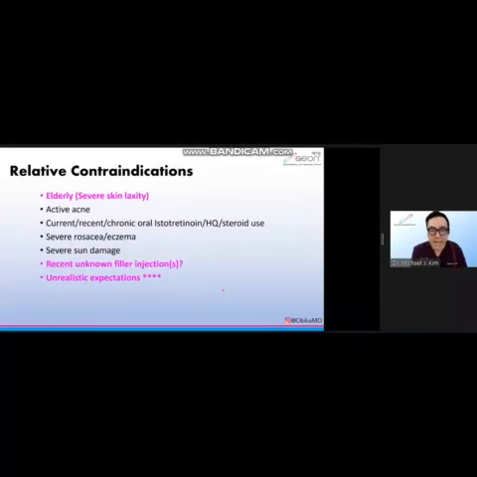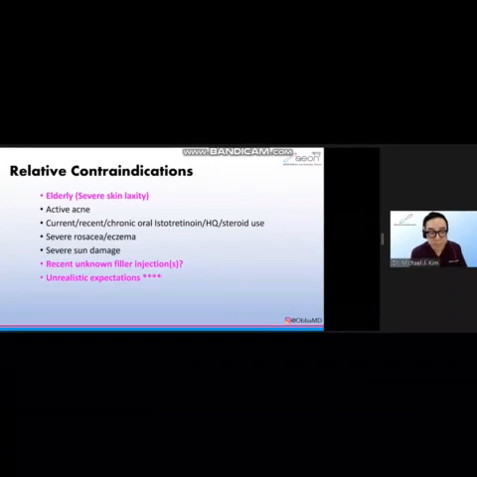I don't think there are any absolute contraindications for HIFU, maybe pregnancy and breastfeeding, but for relative contraindications, I'd be careful about doing it in patients who are elderly and have very severe skin laxity. They're not going to see much difference. Also active acne, if they're currently on isotretinoin, using hydroquinone, or have severe rosacea or eczema, severe sun damage, or recent unknown filler injections. It's still a question mark whether the HIFU will affect the longevity of the filler that's injected or not.